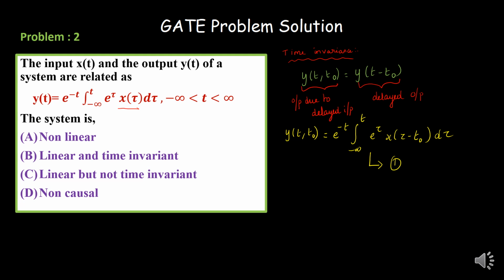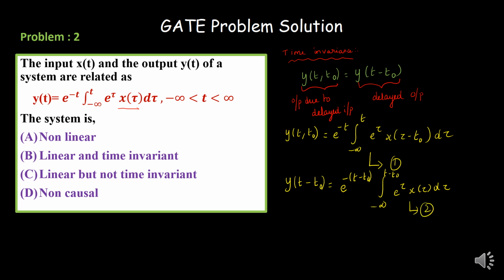Now we need to find the delayed output, y of t minus t naught. For this we can replace the time t by t minus t naught. So in the place of e power minus t, we replace that t as t minus t naught, and then integral minus infinity to t minus t naught e power tau x of tau d tau. In the place of time, I am replacing that t by t minus t naught. That is the delayed output. So let me take this as second equation.